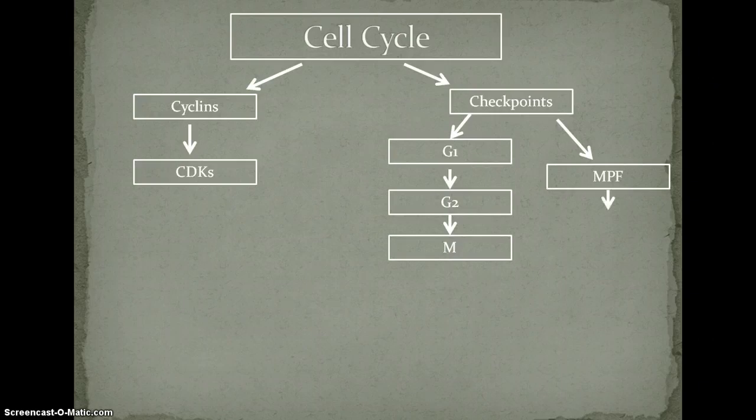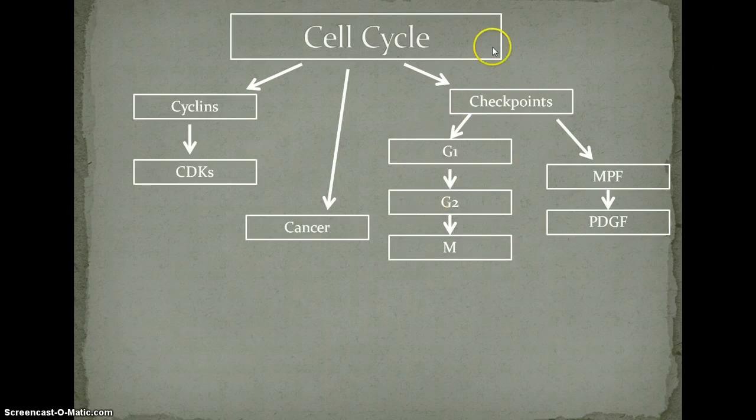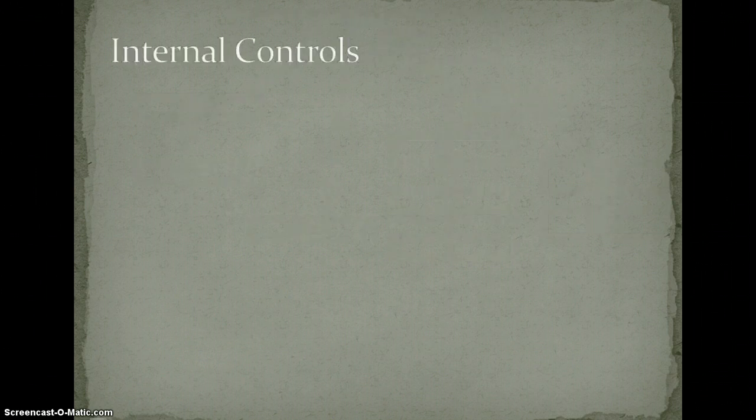Along with checkpoints, MPF and PDGF, which are 2 proteins, are also used to help signal the cell, like stop and go signals, to make sure that the cell knows yes, it can go on, or no, it does not need to replicate now. And then we also talk about cancer, which actually happens due to a lack of regulation in the cell.